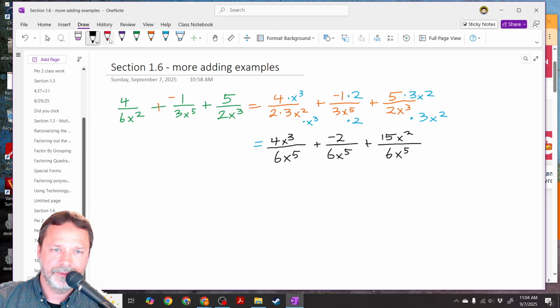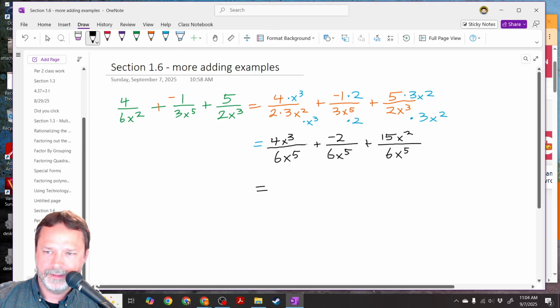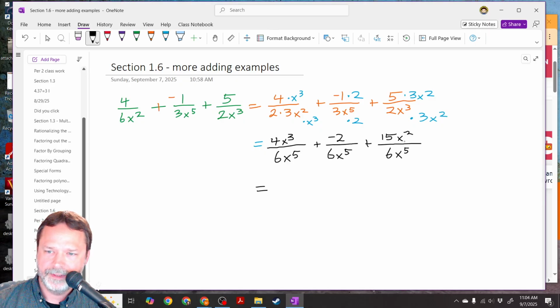Combine like terms. Now we can do it. So let's see, x cubed. No x cubes here. So that one's done. Negative 2, there's no numbers here. 15. There's no combining like terms. Let's just put it in order. Highest power first. That's what we like to do.